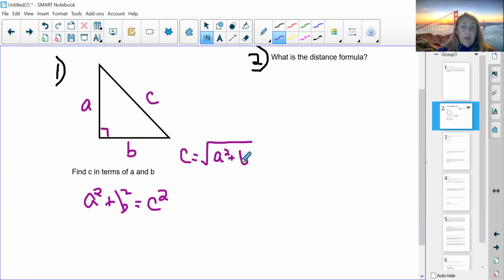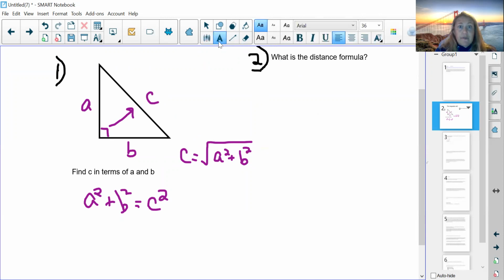Okay, and what I want you to notice is that the length of the hypotenuse is equal to the square root of the sum of the legs squared. That's going to be useful to us in a few minutes.